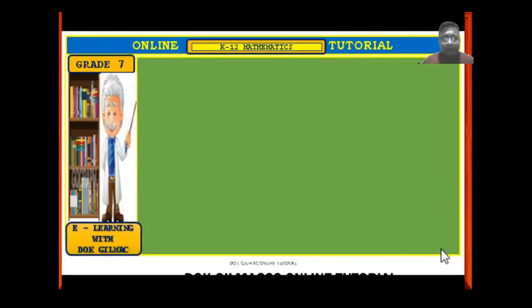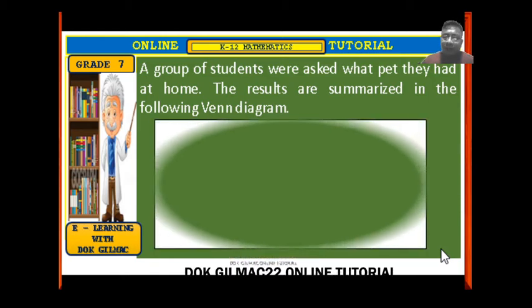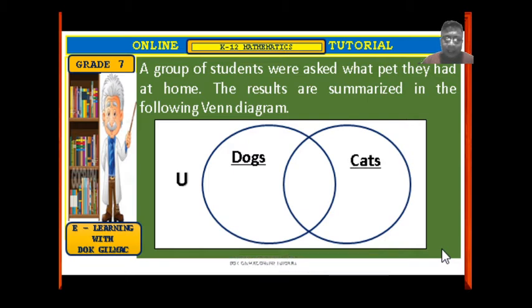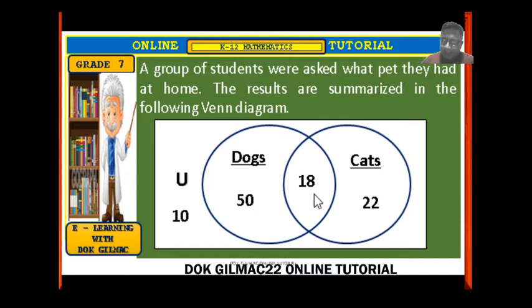Let's have another illustration, number 2. A group of students were asked what pet they had at home. The results are summarized in the following Venn diagram. So we actually have dogs and cats here. As you can see, there are 18 students who have both pets at their home, dogs and cats.